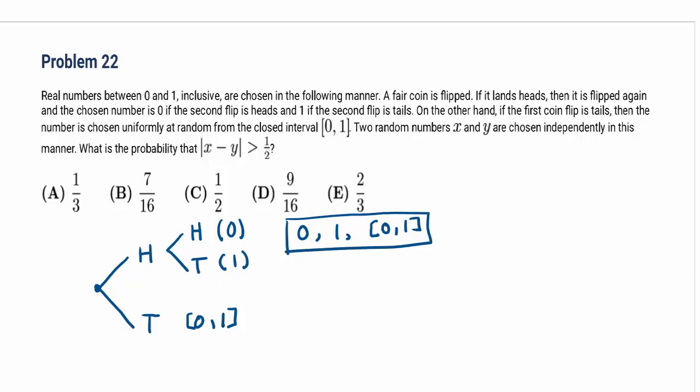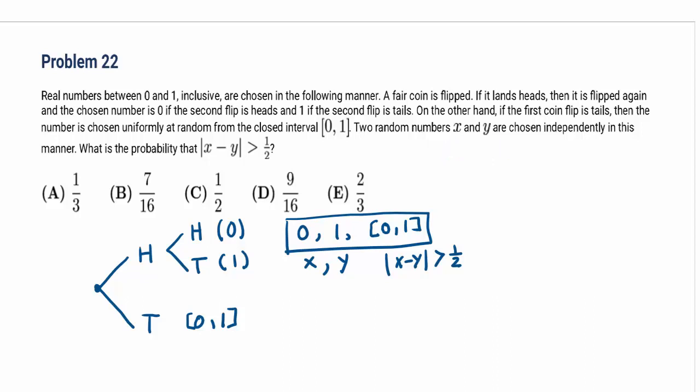One of the numbers will be x, the other one is y, but it should satisfy this: the distance between x and y should be greater than 1/2. So how can you choose the numbers? You cannot choose 0 and 0 because the distance is 0. That's not working. You cannot choose 1 and 1. So we choose different numbers.